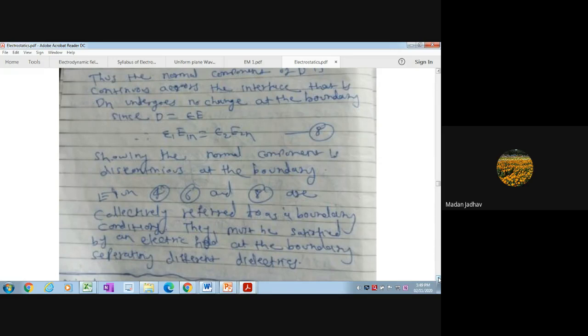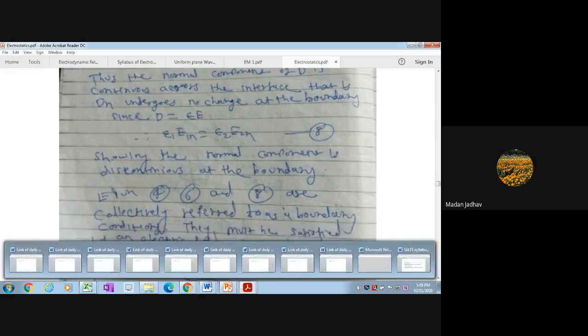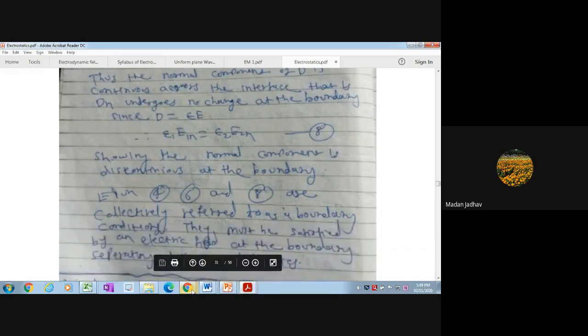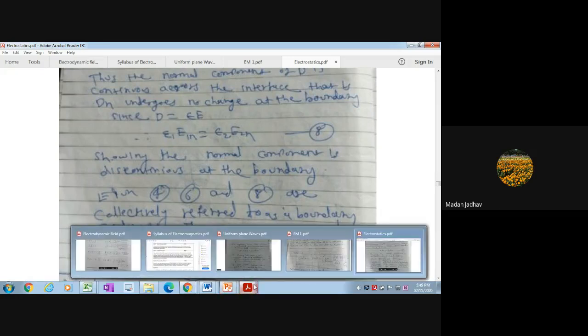Because if you know the electric field or electric flux density in this particular medium, and you have to find it in the other medium, you can use these electric boundary conditions. Now this is the electric boundary condition. Another boundary condition is the magnetic boundary condition. Now we have to see the magnetic boundary conditions also.